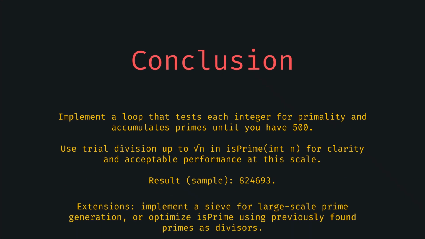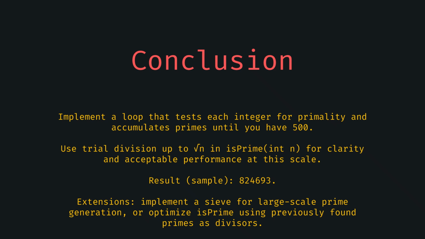In summary, this solution is simple, reliable, and great for learning. For performance at much larger scales, consider sieve methods or testing divisibility only by known primes. So it speeds up the trial division. Also, consider using long if you plan to sum a much larger quantity of primes to avoid overflow. Try modifying the code to print progress or to collect all primes into a list for later use.